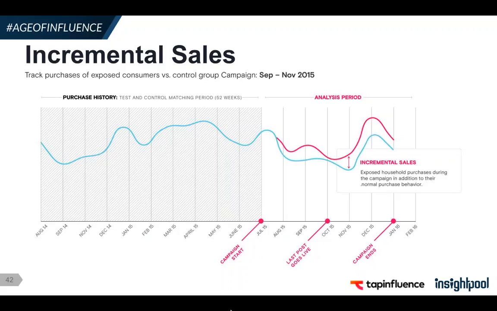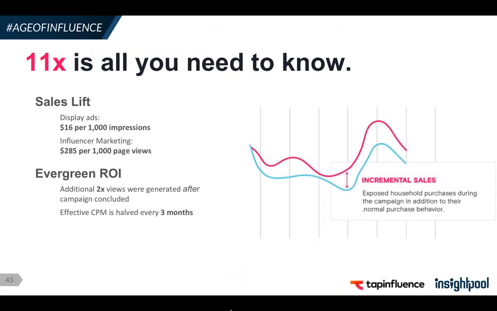And that, over the course of the past 12 months since launching this campaign, people who were exposed to the content had a significant path to conversion. And what we noticed is that the lift just kept on growing. And the big takeaway here is that there was an 11x ROI through influencer marketing compared to non-influencer marketing or traditional advertising.